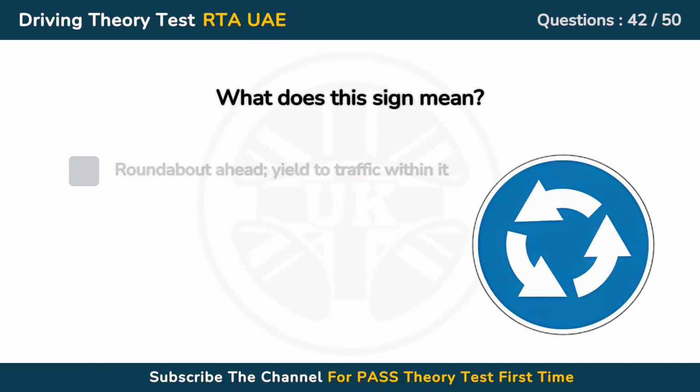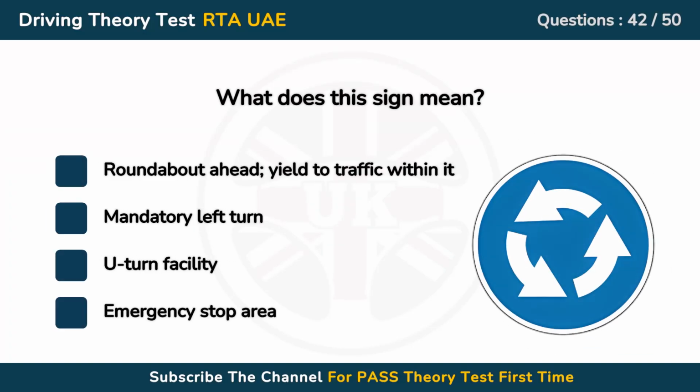Question 42. What does this sign mean? A, roundabout ahead, yield to traffic within it. B, mandatory left turn. C, U-turn facility. D, emergency stop area.